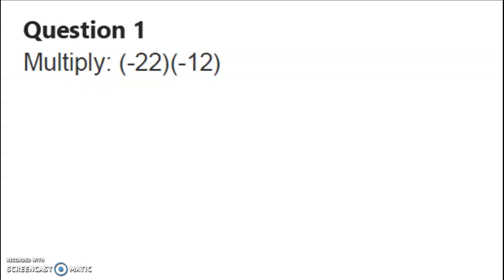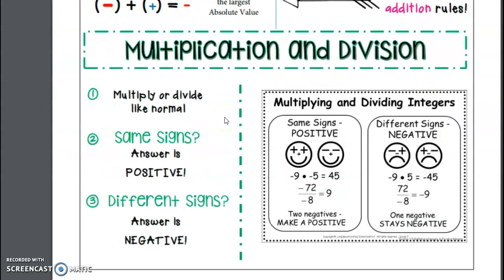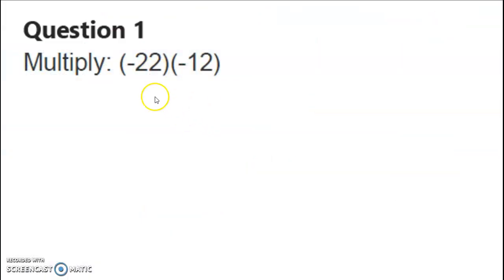So when we go in to think about our multiplication, we have to think about those integer rules. Okay, so if you use your integer rule poster here, and you scroll on down, right here is where we care about multiplication and division. So we just multiply like normal, and then if they have the same sign, my answer is positive, or if they have different signs, my answer is negative. So we're just going to keep that in mind. In this one, I do have the same signs here, so I definitely know that my answer is going to be positive. The only thing I have to do is just multiply like normal.